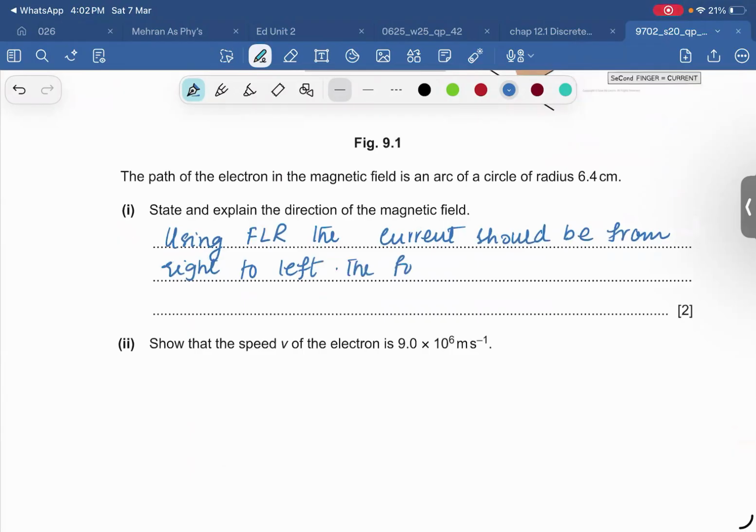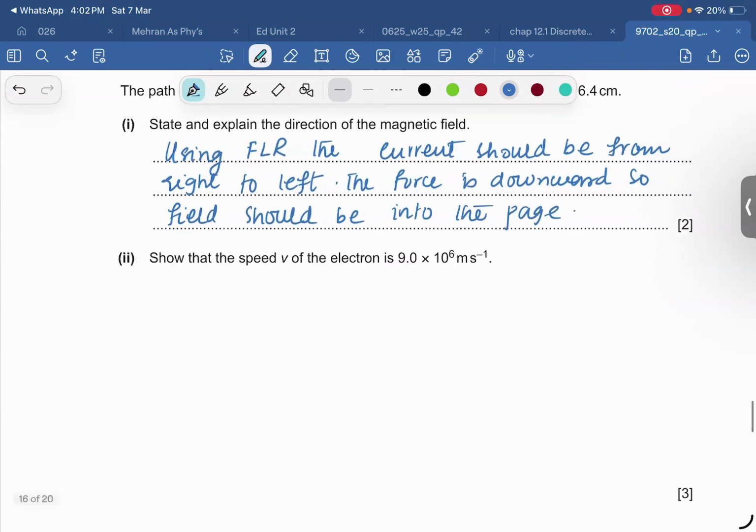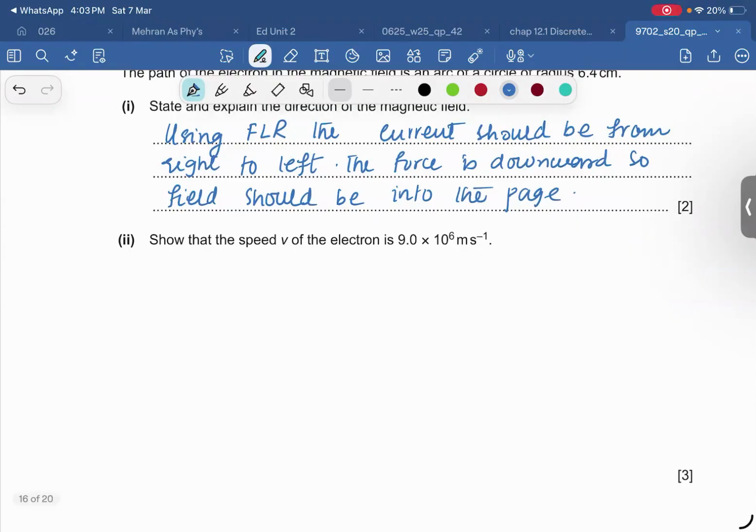So the force is downward, so the field should be into the page. Okay, please move on. Next part. The speed v of the electron is 9 × 10^6 meters per second.